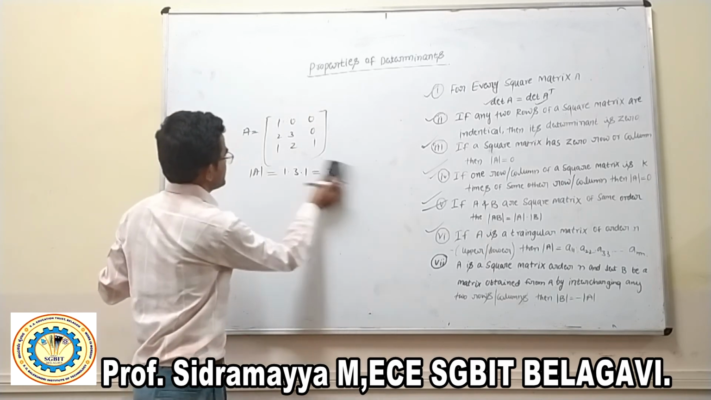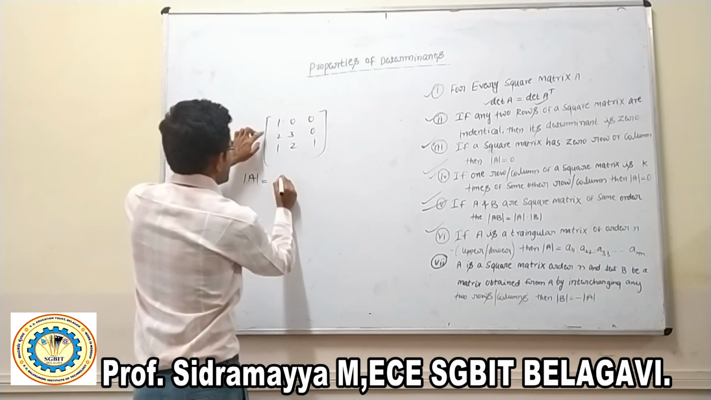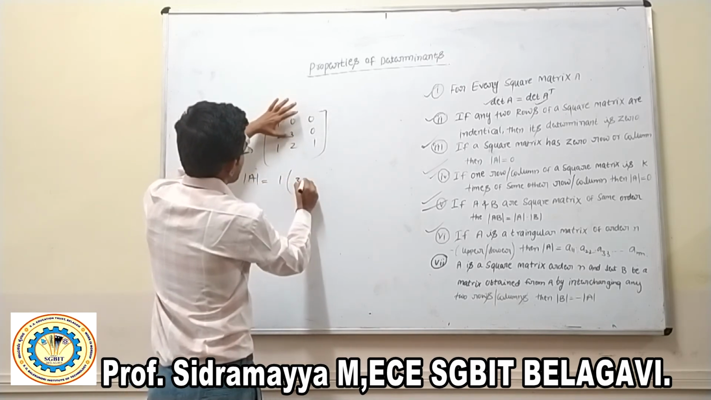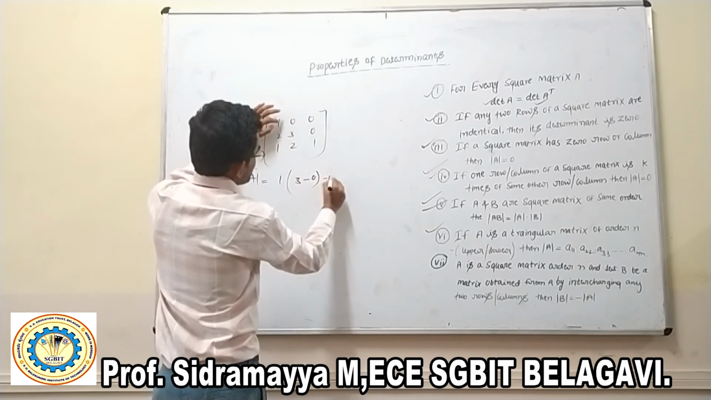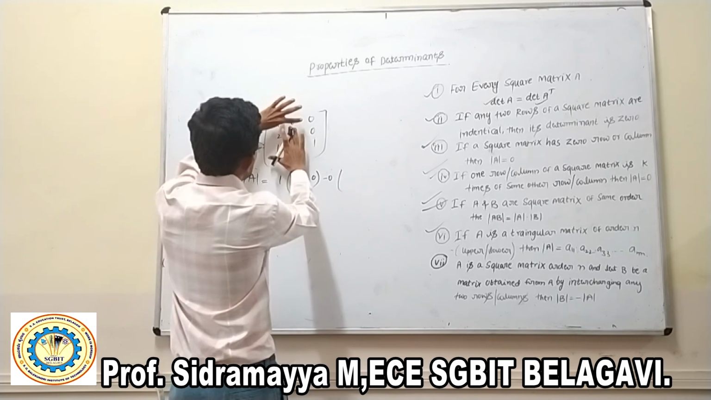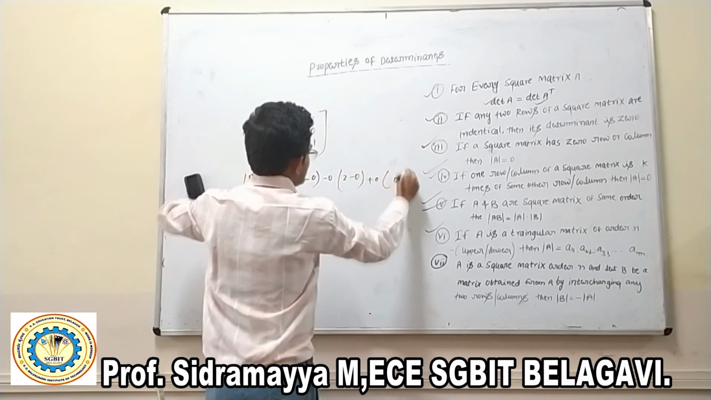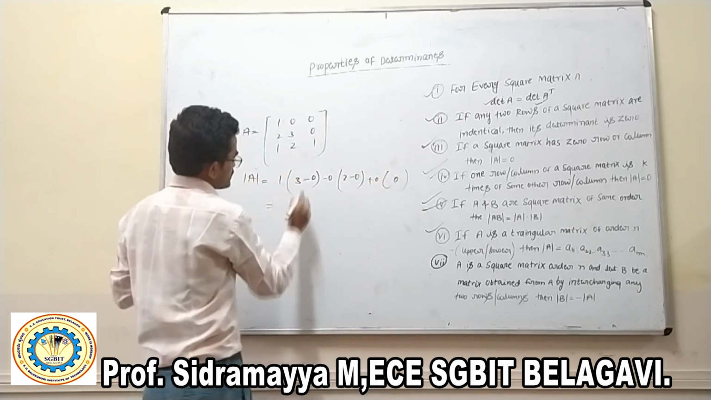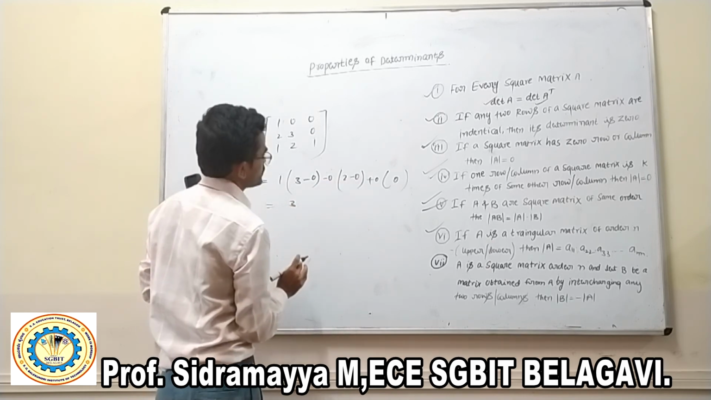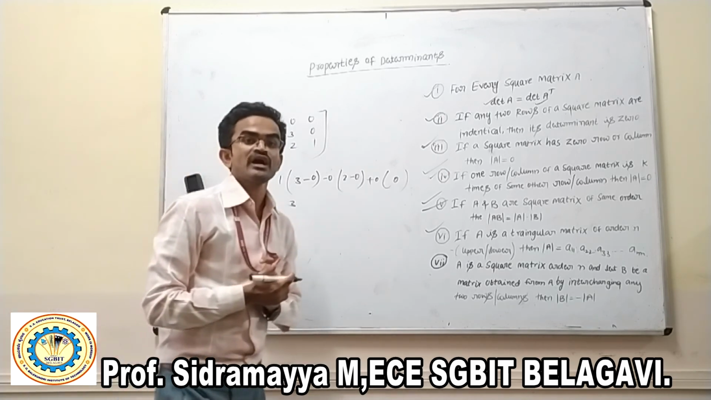Now I calculate the determinant of this directly. 1 into 3 minus 0, minus 0 into 2 minus 0, plus 0 into anything is 0. So what you get here is 3 minus 0, which is 3. 0 into anything is 0. So the determinant of A is equal to 3.